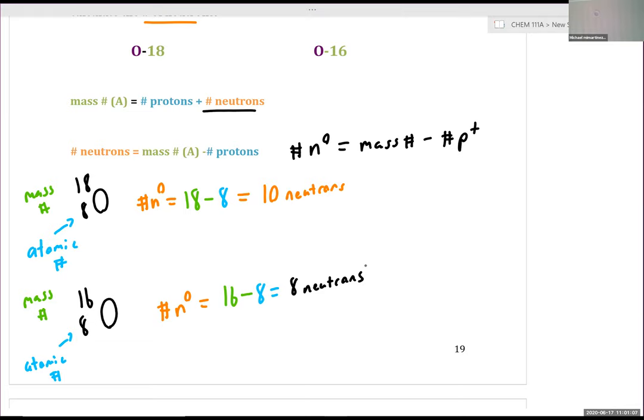Does this make sense so far to everyone? Is everyone comfortable calculating the number of neutrons and protons in a given atom?